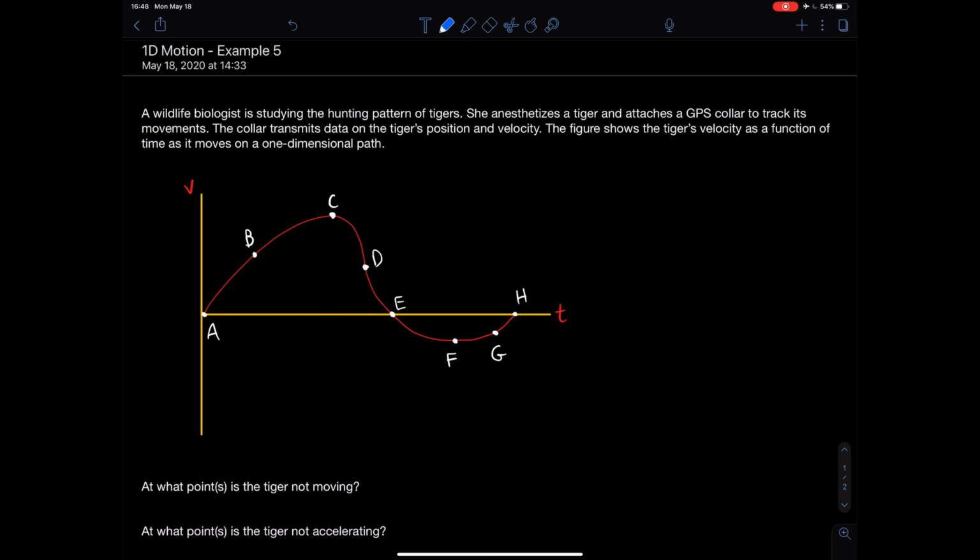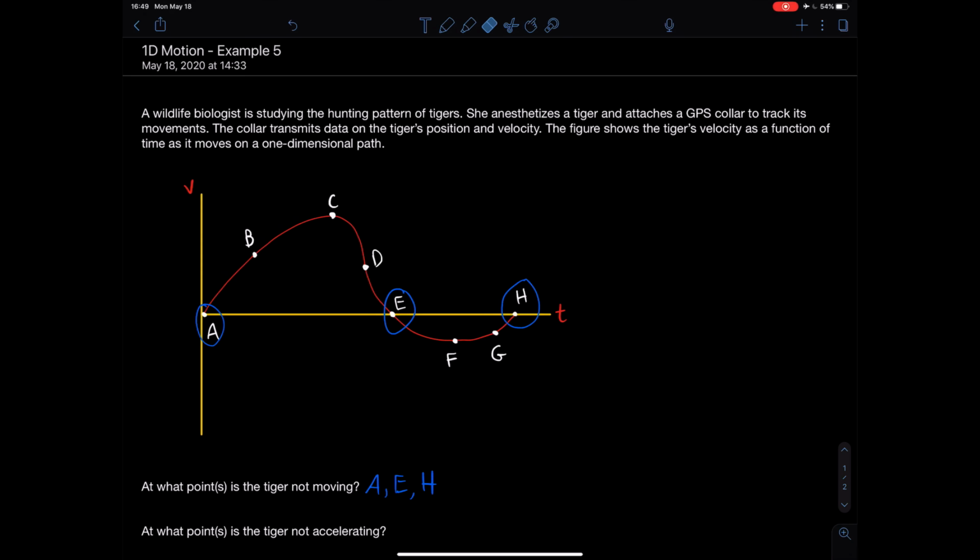So question 1 says, at what point or points is the tiger not moving? Well, the tiger is not moving if the velocity is 0. If the tiger's speed and velocity is 0, then it's standing still. And we can see that at points A, E, and H, we have 0 velocity right here on our velocity graph. So this is answered by points A, E, and H.